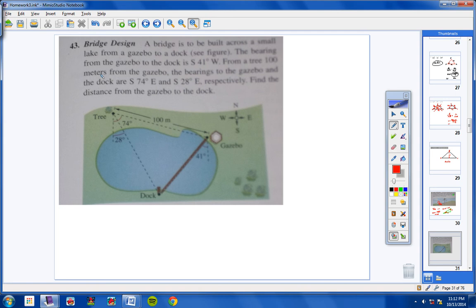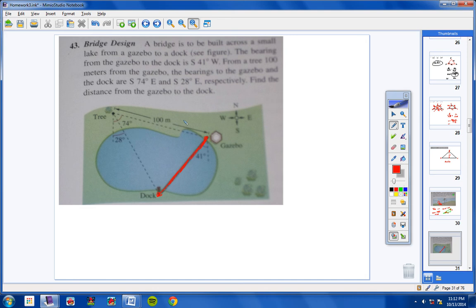All right, number 43. Again, I'm all for drawing pictures. I think it's very important that you learn how to do that, but they've already given us a very nice drawing here, so I'm going to just glance through this and come down to the end. Find the distance from the gazebo to the dock, okay? So here's the dock. Here's the gazebo. I'm trying to find this distance right here, okay?